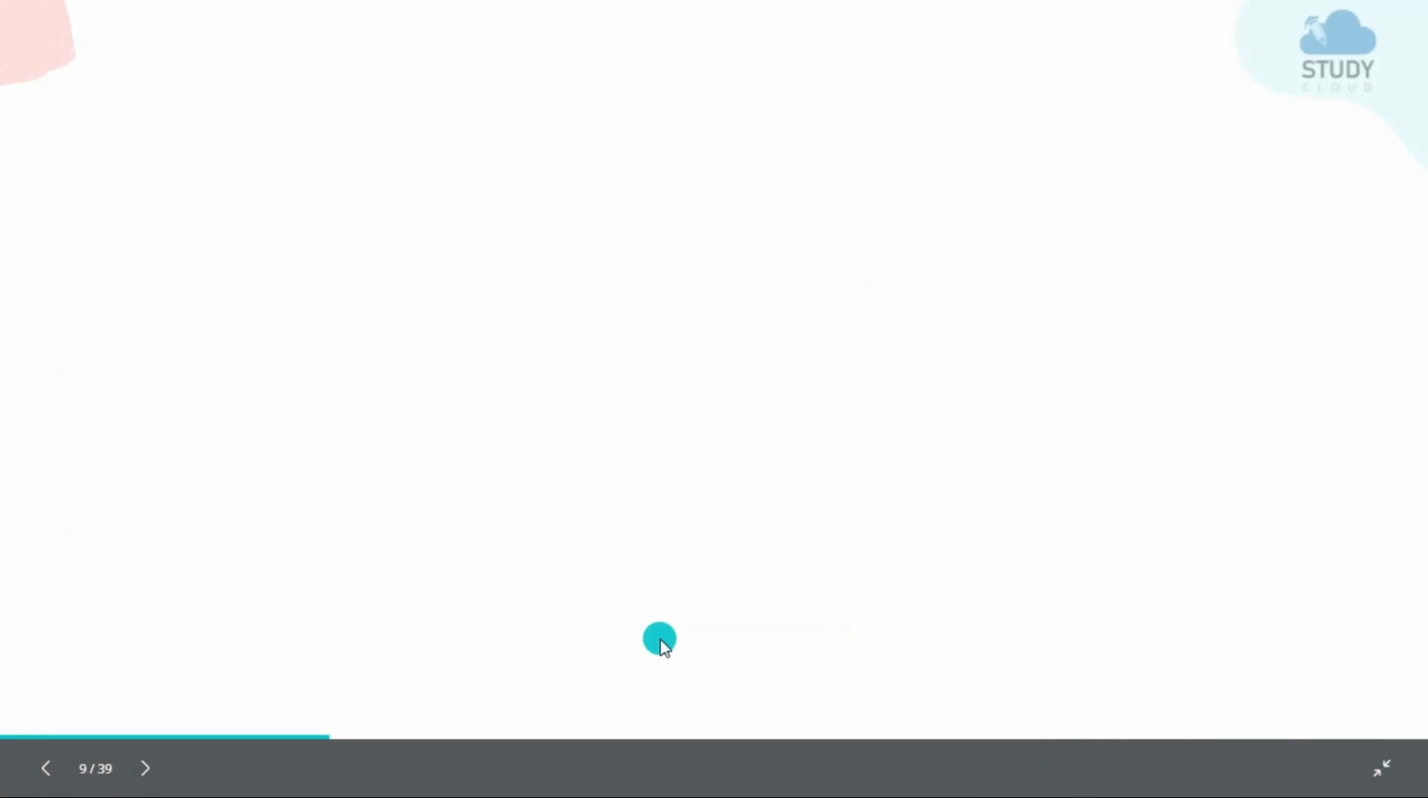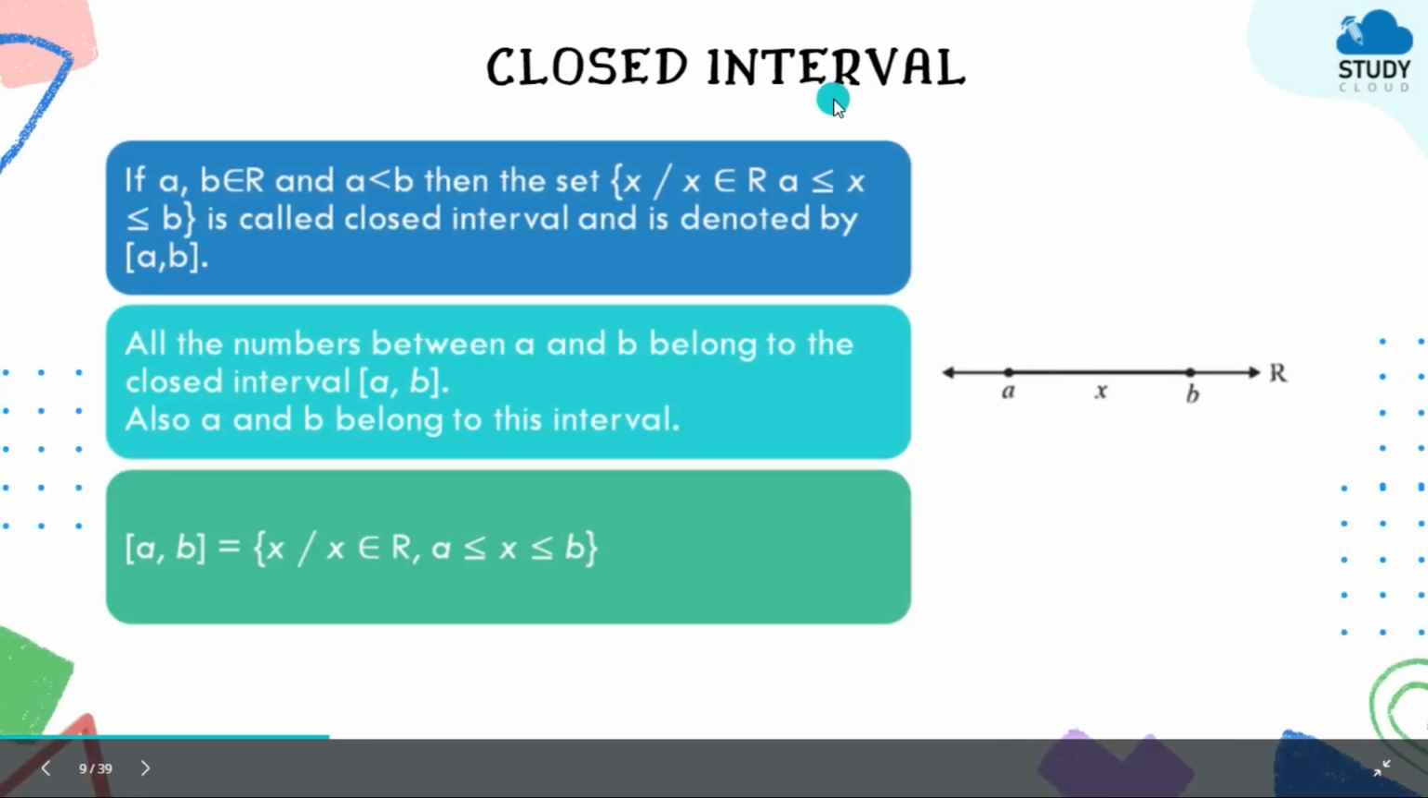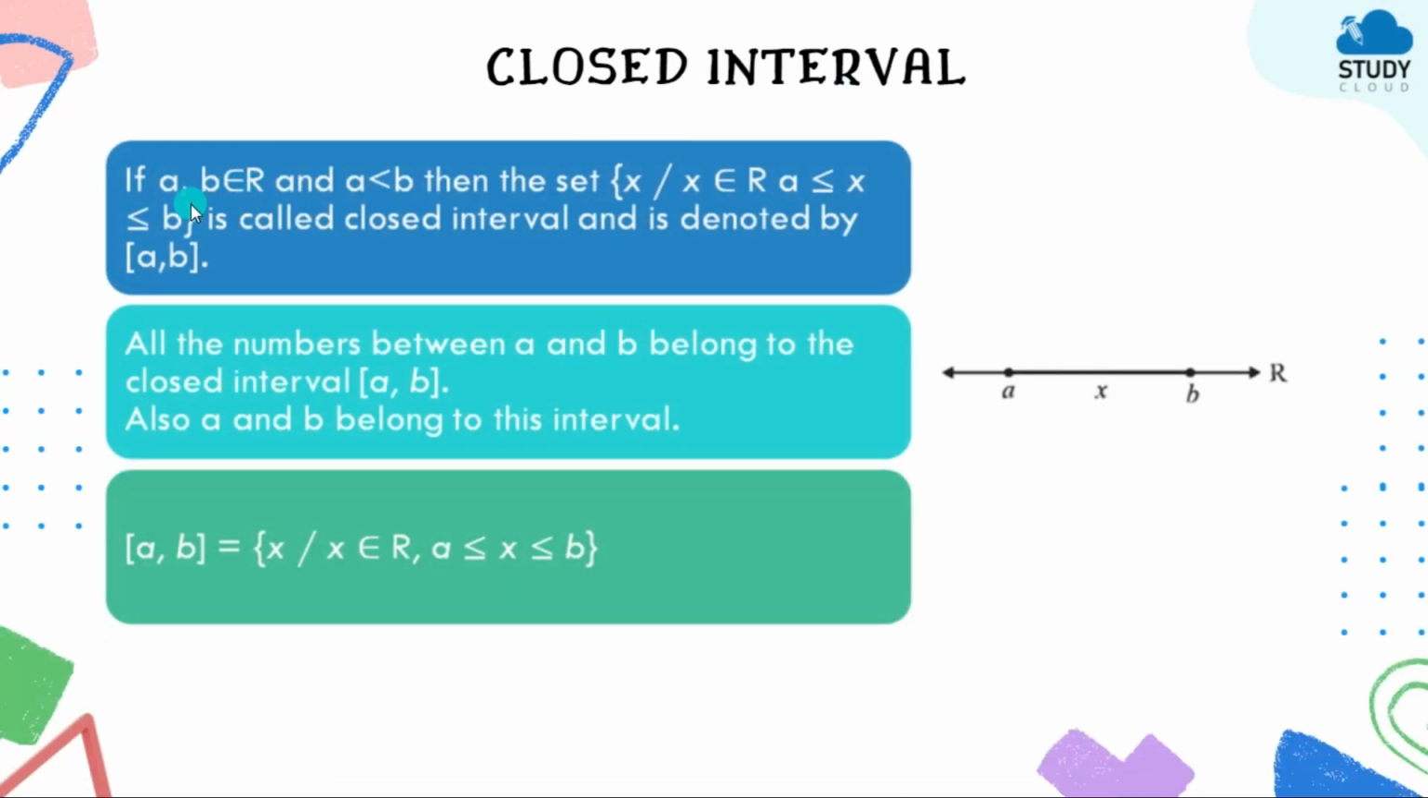Then next is closed interval, closed one. So here A and B will be elements of R and A is less than B. Then the set X belongs to R. Here when it is closed, both the values A and B will come. So A is less than or equal to X and X is less than or equal to B. Here the equal to sign is also there. This is called closed interval and it is denoted by [A, B].